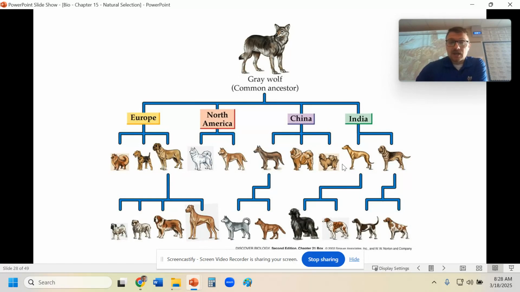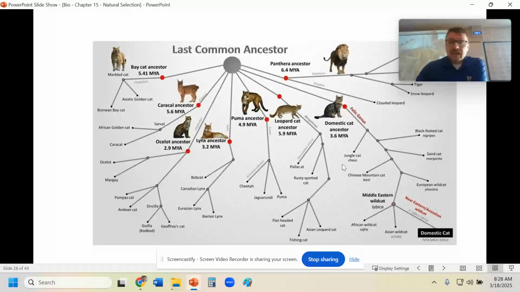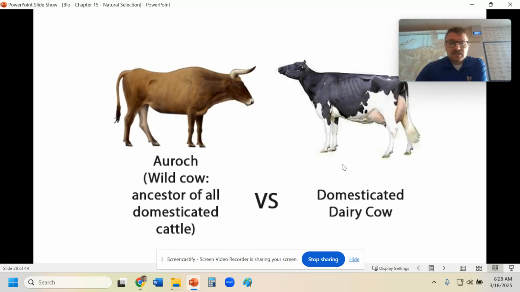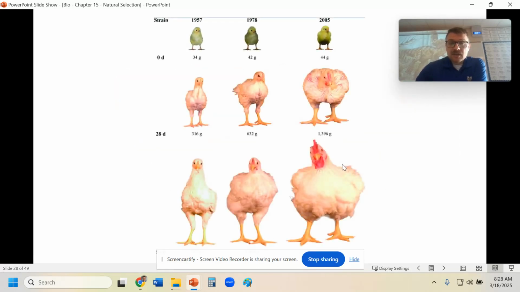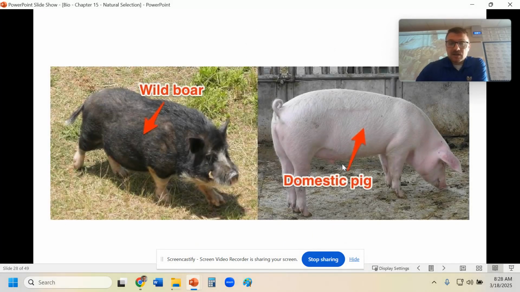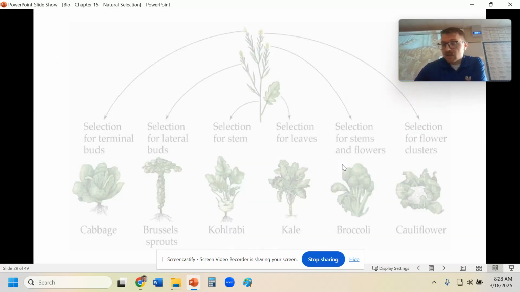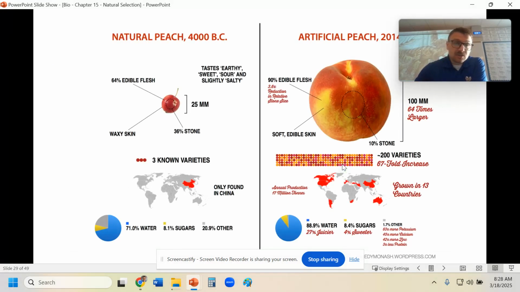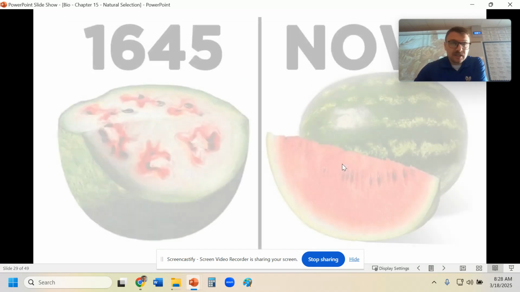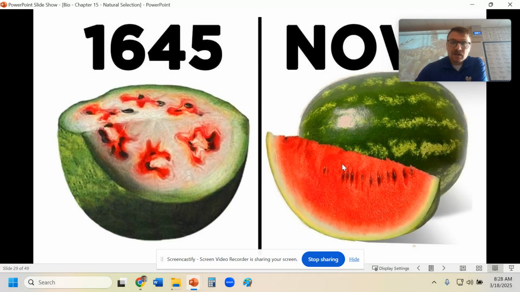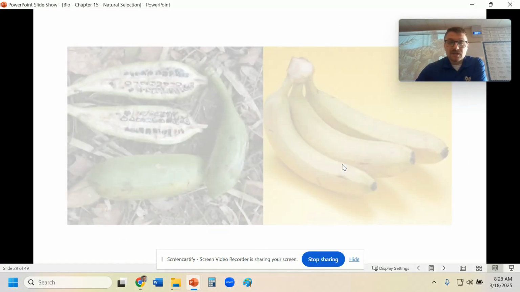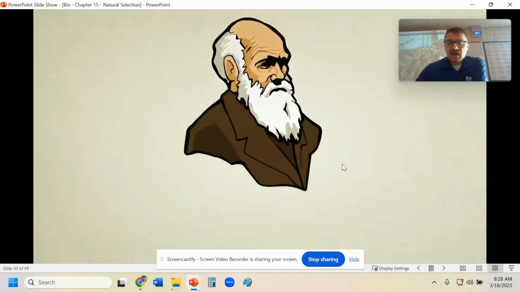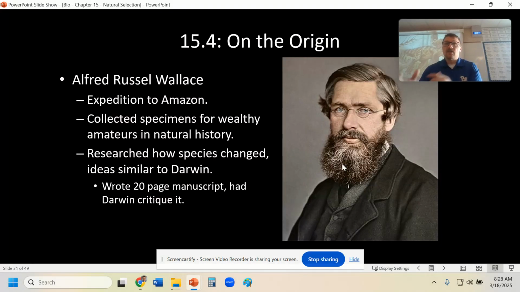For example, dogs coming from ancient wolves, cats coming from ancient feline species, and domesticated cows and chickens have evolved to be bigger and bigger. Domesticated pigs have obviously been made a lot meatier. Corn, different types of vegetables, and fruits have been really selected for. You can see again what watermelon looks like now versus even just a couple hundred years ago. Bananas. But all of these things led Darwin to understand evolution a little bit better.